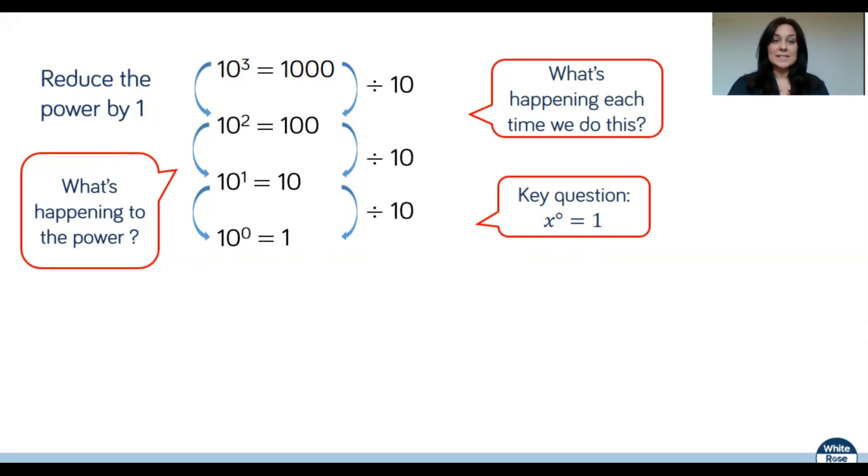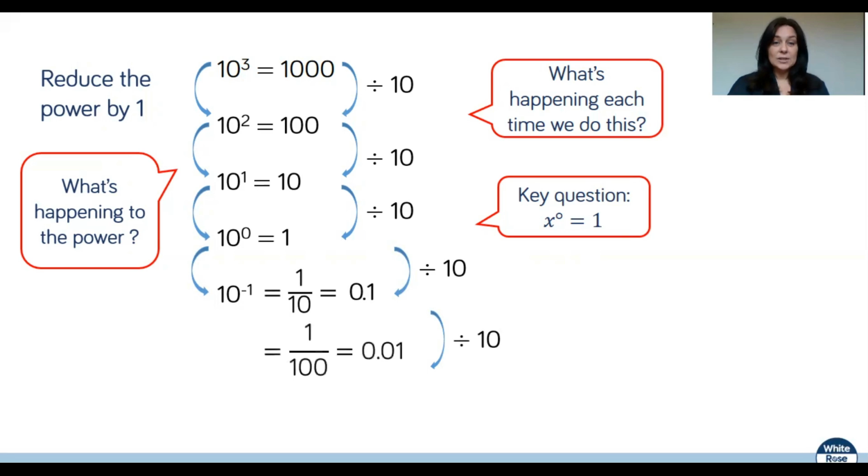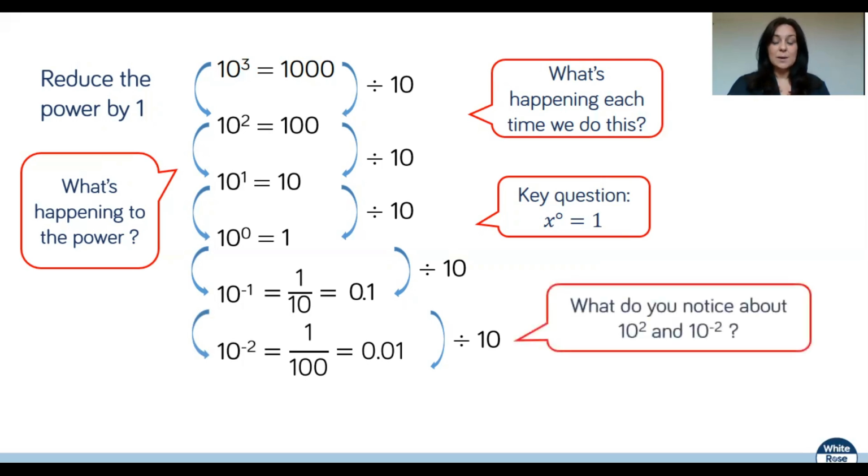Now the students are in a position to move on, and we can think about negative powers. So if we take the next step, we know that 1 divided by 10 is going to give me 1/10 or 0.1. And if I reduce the power, I can see I get 10 to the power of -1. Now I can continue doing that, divide by 10 again, which gives me 1/100 or 0.01. Then I reduce the power, I can see that I have 10 to the power of -2. Now is a good point to ask, what do you notice about 10 to the power of 2 and 10 to the power of -2? So it's a really good point for discussion.